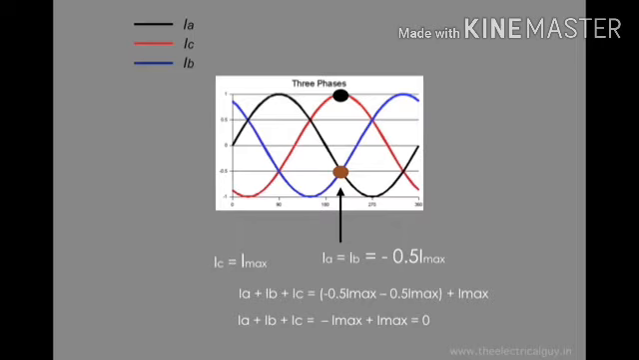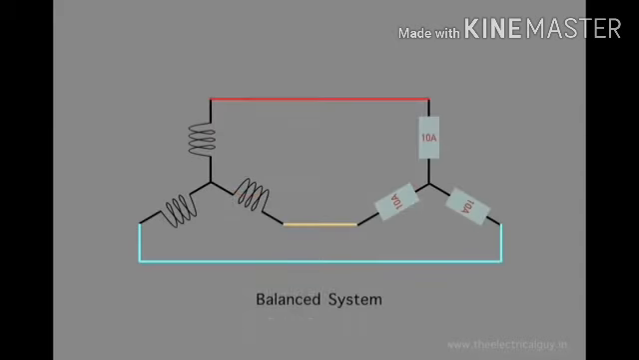And hence we can say that there is no current flowing through the neutral, and we can actually remove the neutral conductor from the circuit without affecting the voltage and current. This is only applicable for a perfectly balanced system, that is, a system with identical load on each phase. And we can call such a system a balanced system.